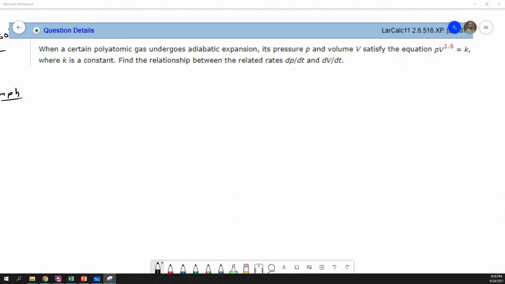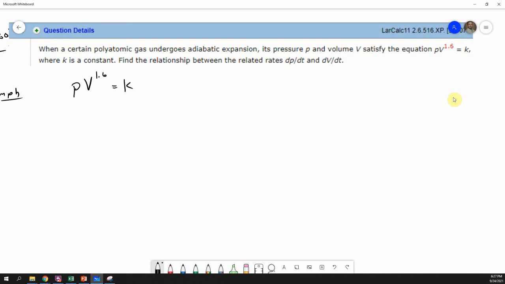So this is all about taking a derivative, right? So what we're going to do is we're going to say, all right, and this is not P, this is rho, pressure rho. It should have like a little curl on it. No, I think this is actually P. I think this may actually be pressure. Well, actually, we'll talk about it as a P instead of a rho. So PV to the 1.6 equals K.